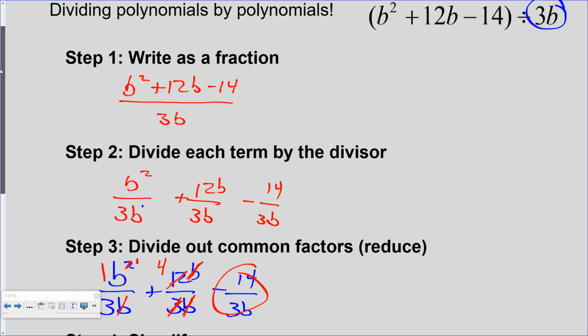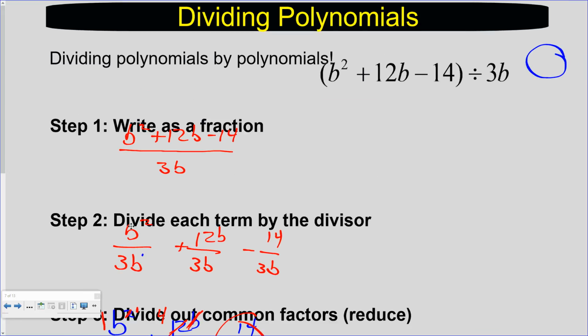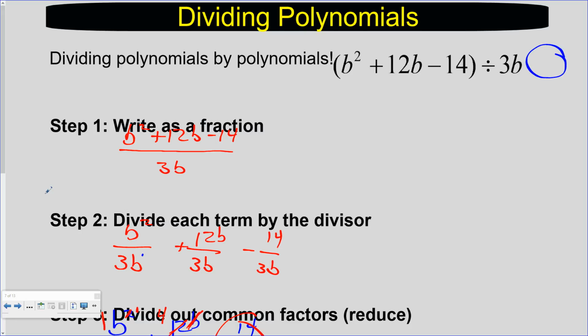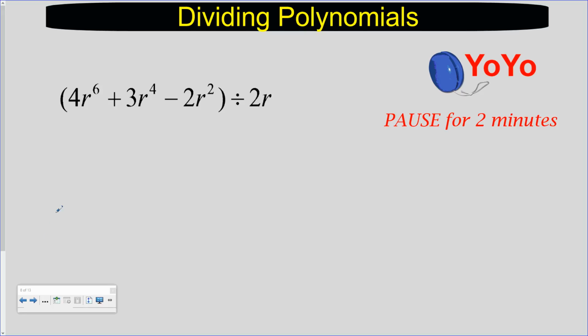If we go back to the top, b squared plus 12b minus 14, which is what we ended up with. Yeah. So it all works out the same way. However, sometimes, well, let's do this one first.